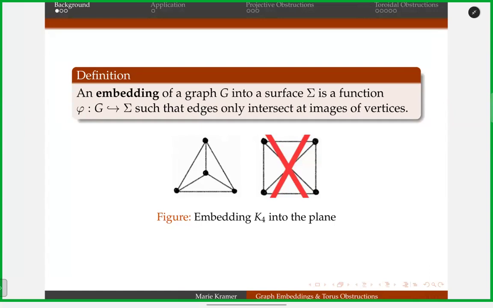By the way, we're embedding things into surfaces. When I talk about the plane, that's the same as talking about embedding onto the two-sphere, but usually we talk about planar things.